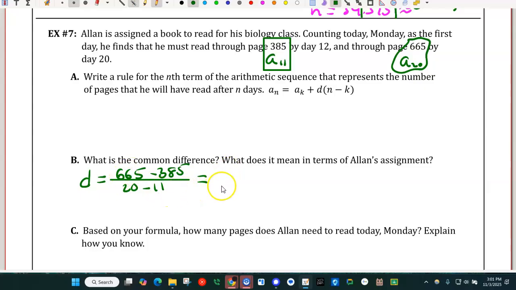Nine. 35. Which means Alan has got to read 35 pages per day.